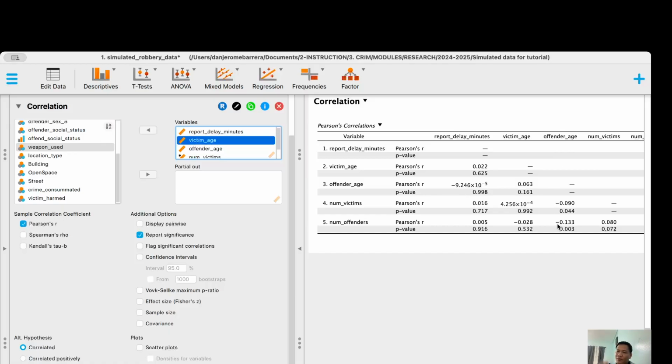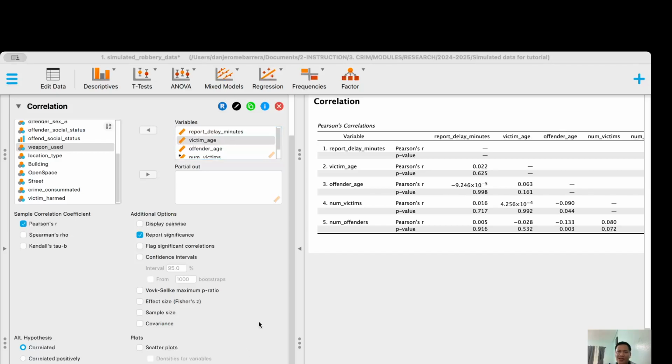If one variable increases, the other variable decreases. In other words, here, offender's age increases, number of victims and number of offenders decrease. So that is Pearson correlation. That's how you interpret correlation. Now let's go to the last bivariate analysis, and that is chi-square.